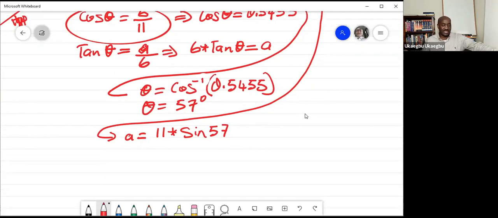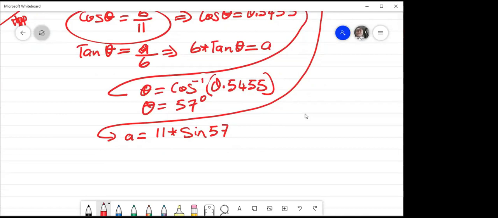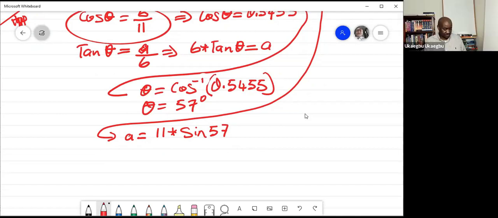You grab your calculator again and type 11 multiplied by, you press the sine button, and then you type 57, you close the parentheses, and you hit enter. Boom. And that gives you 9.2. So let's approximate it to 9. So A is 9.